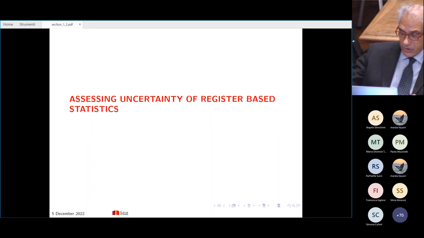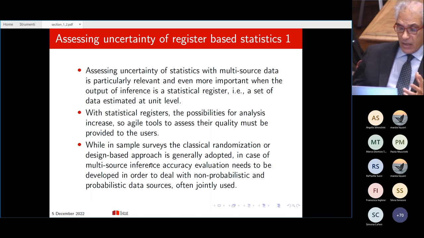The other topic within register-based statistics is related to crucial aspects of assessing uncertainty of statistics with multi-source data. Particularly, it is important in order to increase usability of register data, assigning to each statistic its proper value of accuracy.